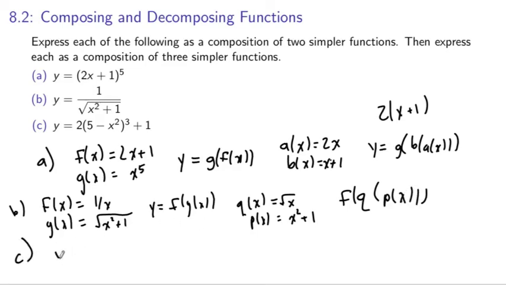C, y, so here we need to break this into two functions. Let's choose for our outer function f of x to be 2x cubed plus 1, and our inner function g of x to be 5 minus x squared. So here's our inner, and our outer is, think of this as x. See that? So if you replace 5 minus x squared with x, we have the outer. So we can write outer f of g of x.